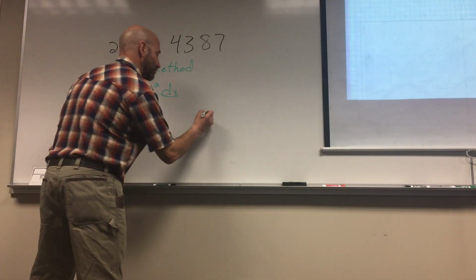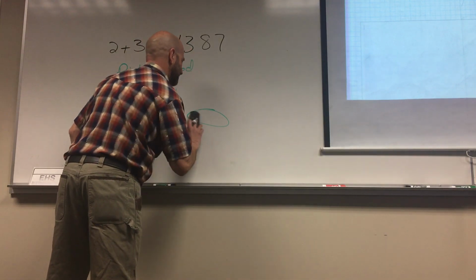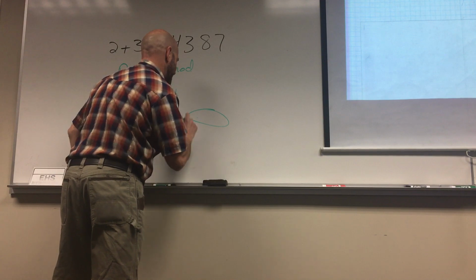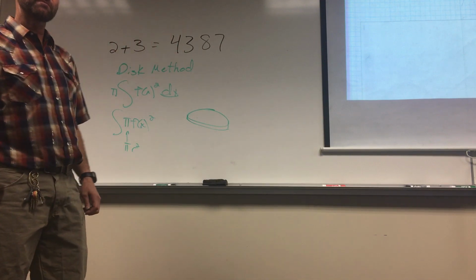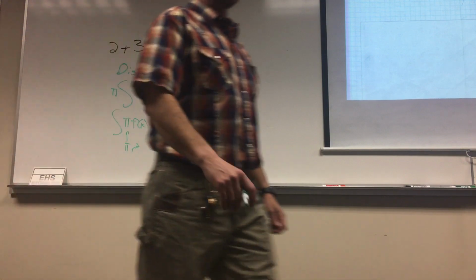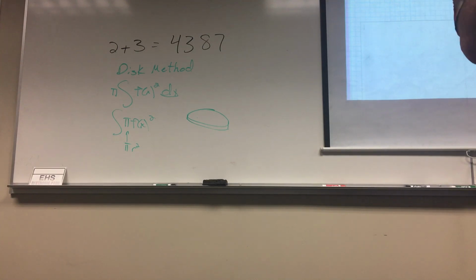So what this is really doing is taking a disk like this and calculating the volume of it. When we calculate this volume, I use pi r squared. Why do I use pi r squared? Why not use 1/2 base times height? It's a circle. Why is it a circle? Because I whipped it around and that makes a circle.